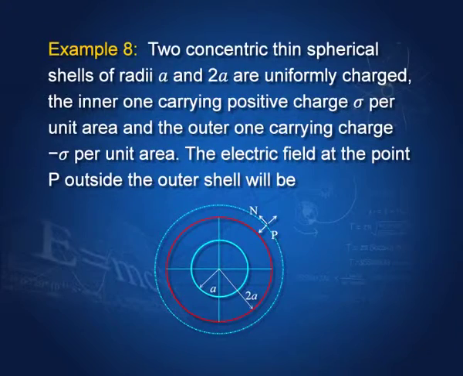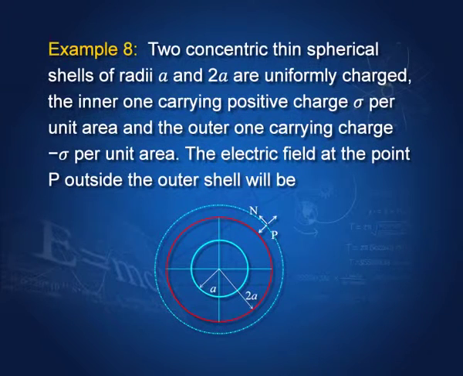All right, let us modify this now. Again we have two concentric thin spherical shells of radii a and 2a, same thing, but now the inner one carries a positive charge which has sigma per unit area, and the outer one has charge minus sigma per unit area. It is not the total charge given, it is the charge per unit area which is given.